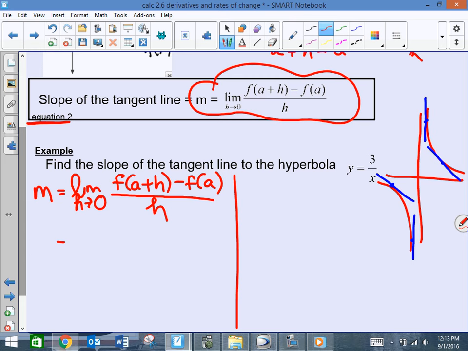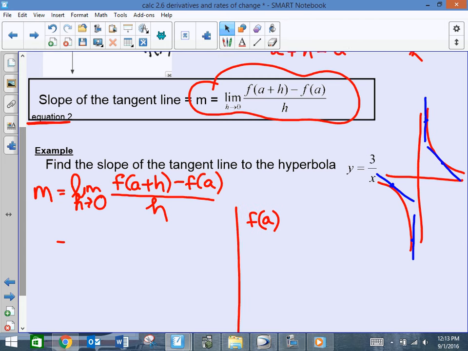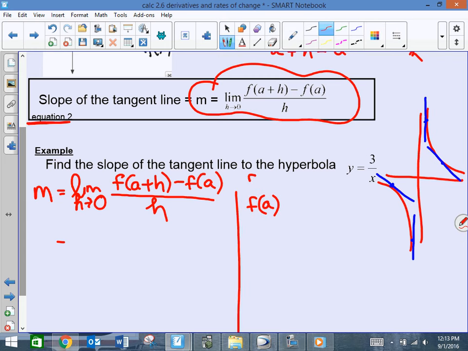We need f of a. I guess we'll start with, just to be clear, f of x. What's f of x? 3 over x. Okay, good job. What's f of a? Come on, that means put a in the f of x function.